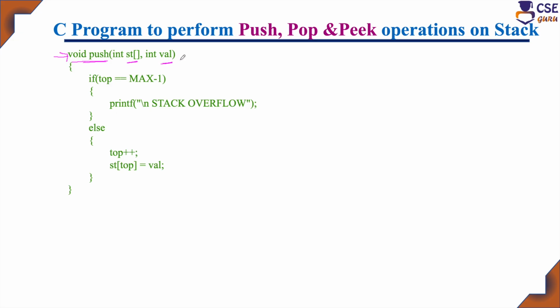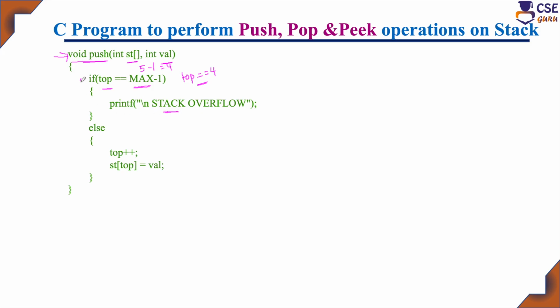Here, before implementing the insert operation, we need to check the condition: if top is equal to max minus 1. What is the max value? 5. 5 minus 1 is 4, so it will check if top value is equal to 4. That means all the elements in the stack are full, all the memory locations are completely filled. There is no space to store the element. In that case, it will display stack overflow.